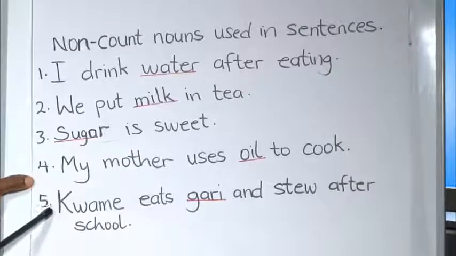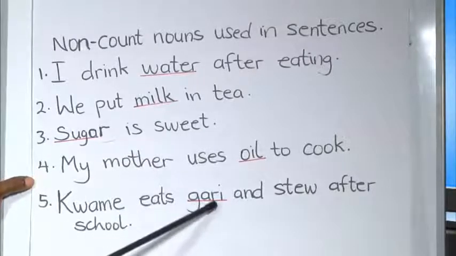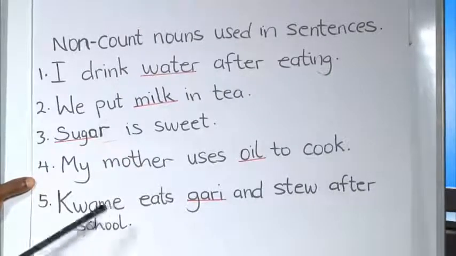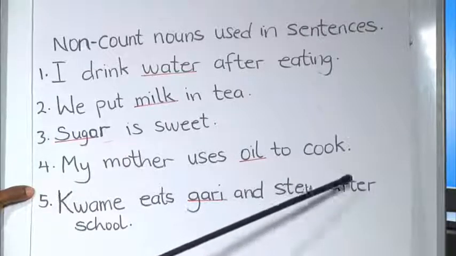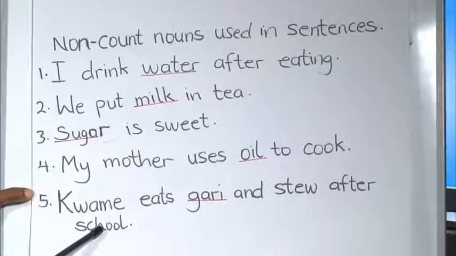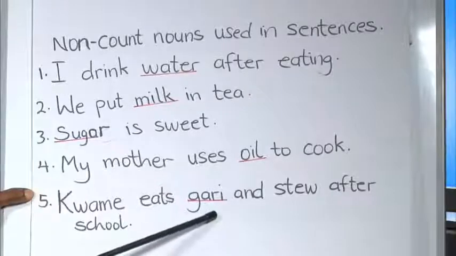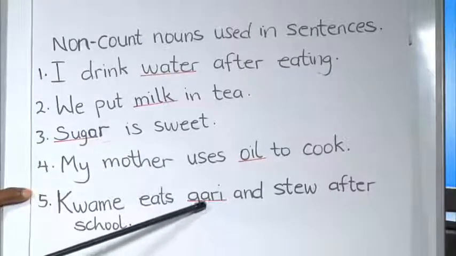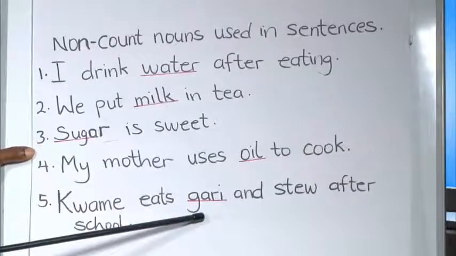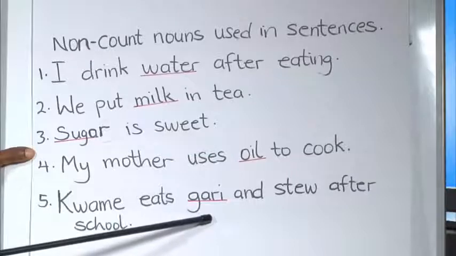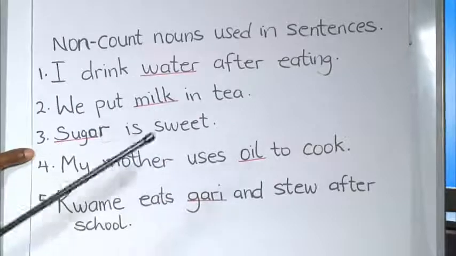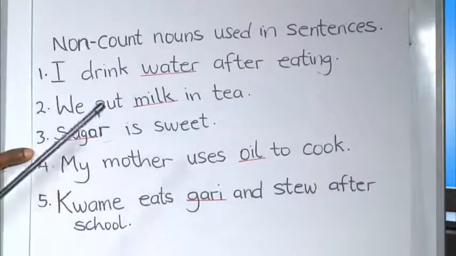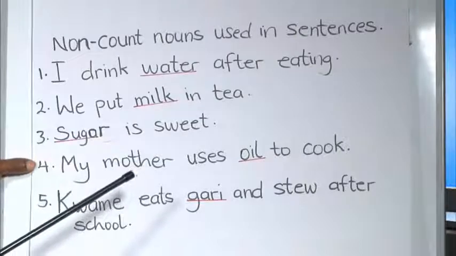Number 5. Kwame eats gari and stew after school. Do we have uncountable noun here? Yes. We have underlined gari. We cannot count gari. Since we cannot count gari, we say gari is uncountable or non-count noun. Good. Let's move on.